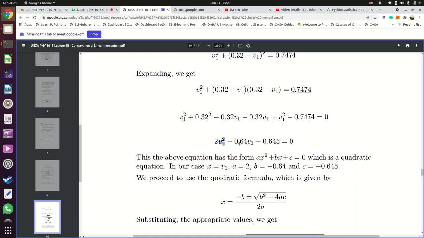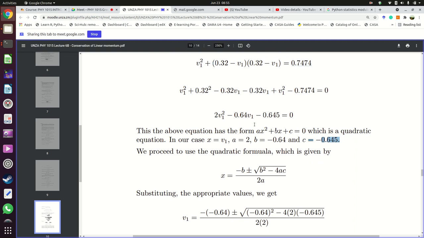So in our case, if it's a quadratic, then the A is the 2, the X is the V1, then the B is the minus 0.64, then the C is the minus 0.645. So basically here, our X is equal to V1, our A is 2, our B is minus 0.64, our C is minus 0.645. So basically, we have got all the terms which we need to treat this as a quadratic.